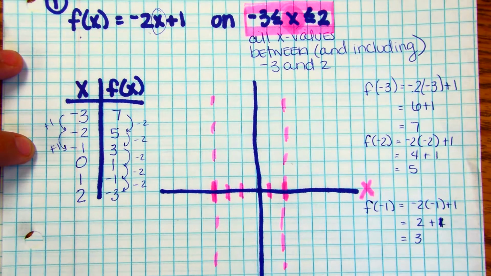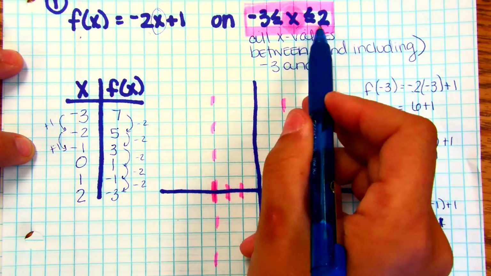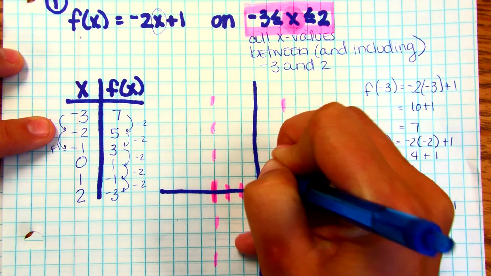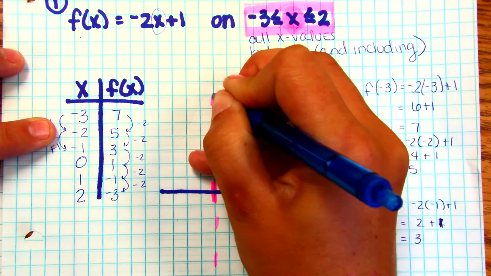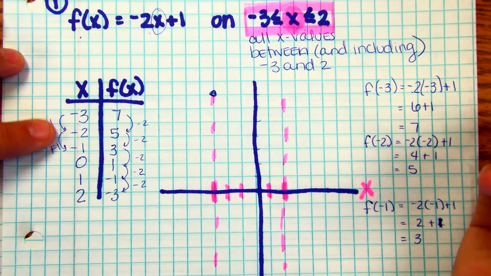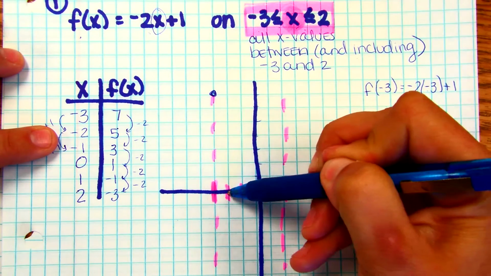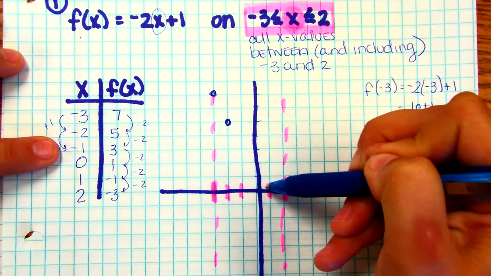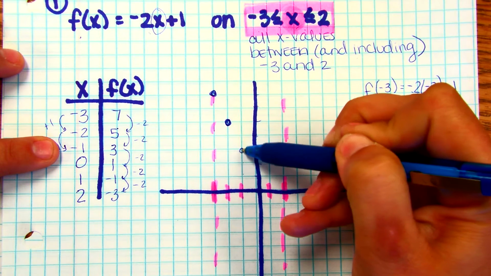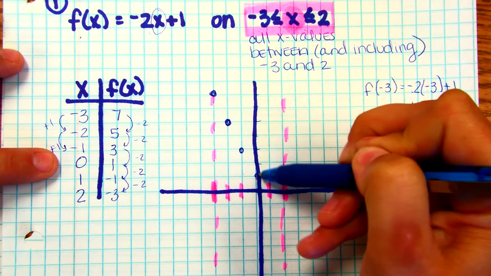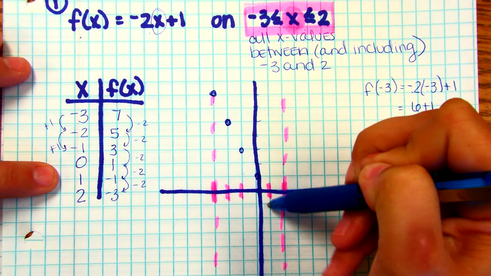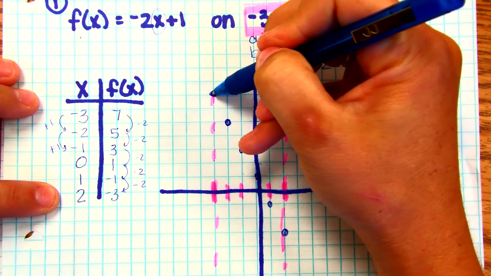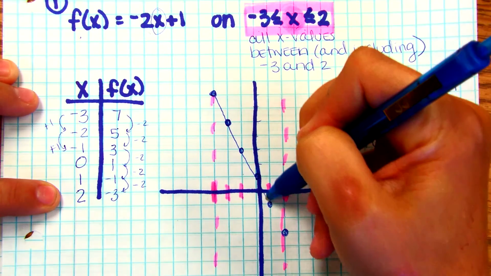So again, I'm going to graph this function, but only between these two values. So plot these points, negative 3, 7. So 1, 2, 3, 4, 5, 6, 7 goes here. Negative 2, 5. 1, 2, 3, 4, 5. So the point goes here. Negative 1, 3. 1, 2, 3. 0, 1. 1, negative 1. And 2, negative 3. And this time I'm going to draw a line to represent all values in between there.